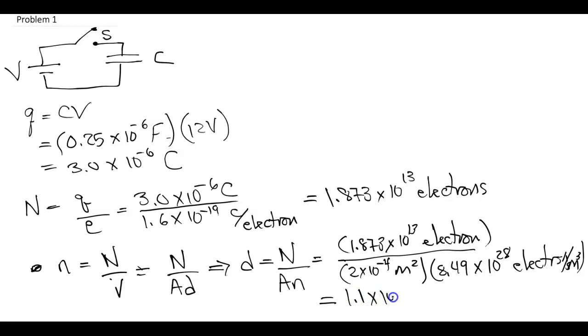And if we do all of this, we get about 1.1 times 10 to the minus 12th meters. This is also known as 1.1 picometers. P stands for pico in this case. So either one of these numbers is okay.